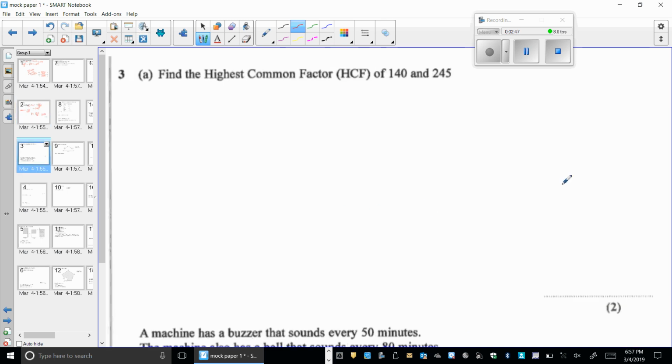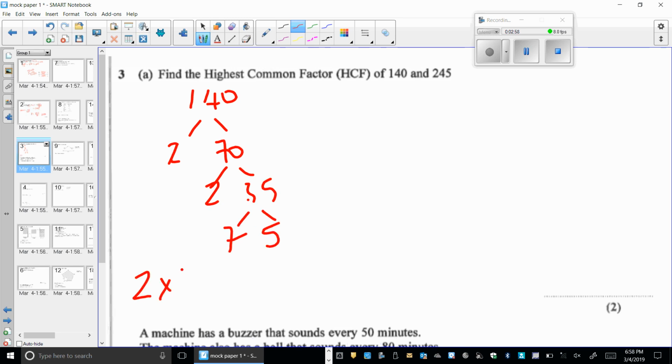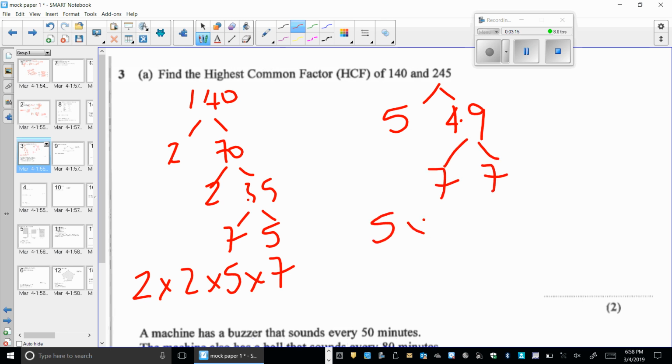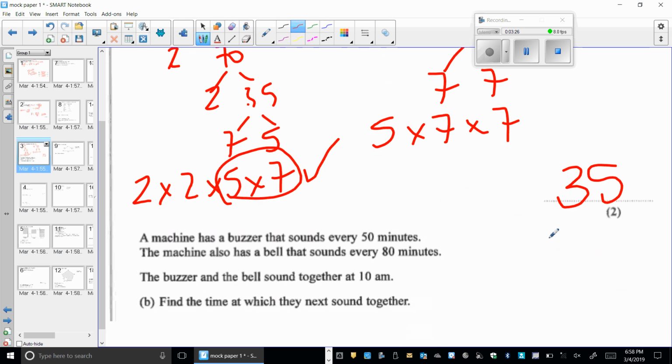Highest common factor, so the easiest way to do this is factor trees. And 245 would be 5, and 7. So to find the highest common factor, we see what's common to both. So it's just 5 times 7 and multiply those. So that's going to be 35 is your highest common factor.